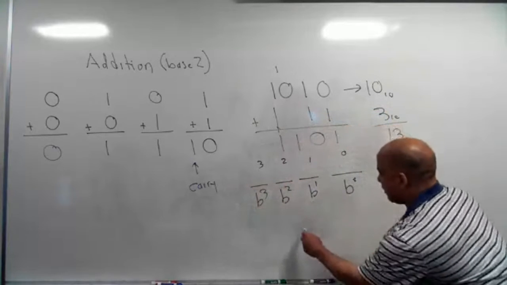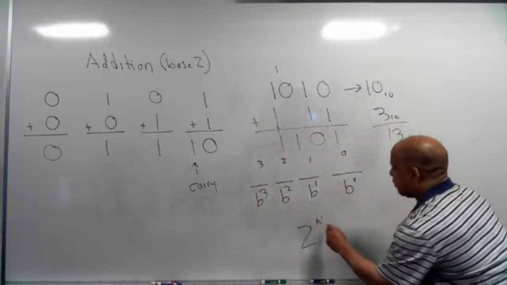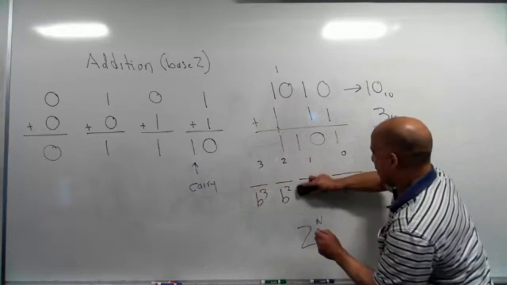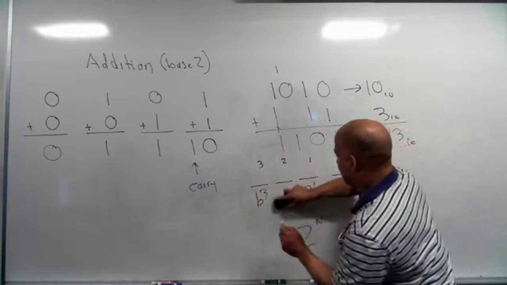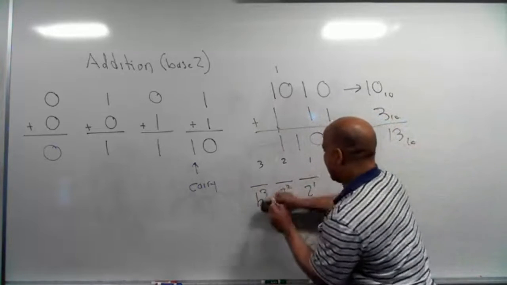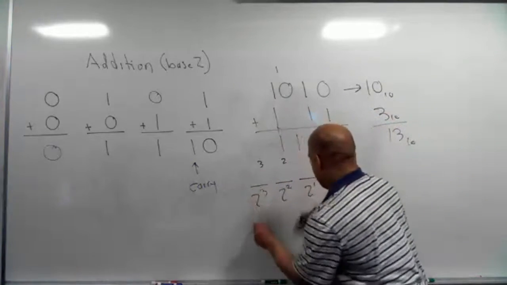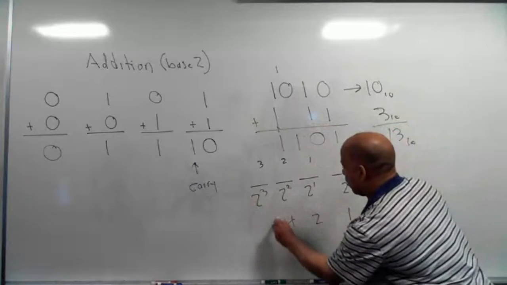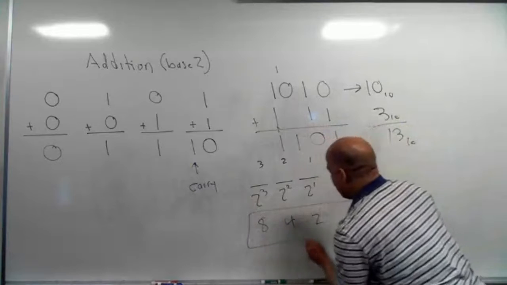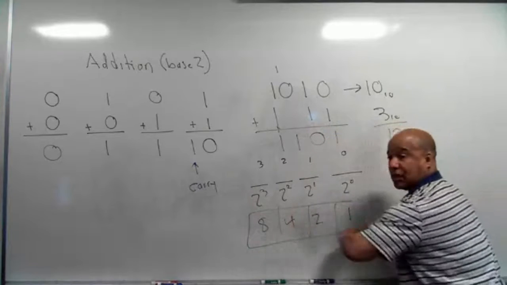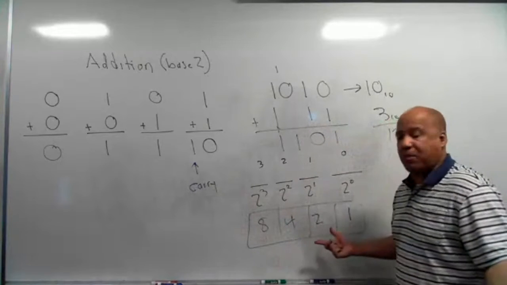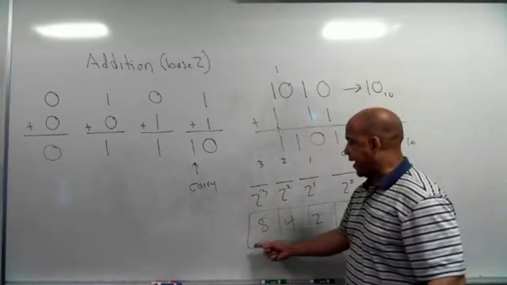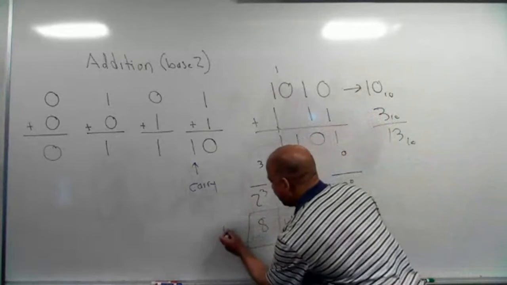Well, if our base is base 2, then this would be 2 to the 0, this would be 2 to the first, 2 to the second, 2 to the third, and that's where that comes from. This is a 1, that's a 2, that's a 4, and that's an 8. But with binary, it's pretty easy, because as you go to the left, the numbers just double. So that's a 2, that's a 4, double that, I get 8. The next one would be a 16.